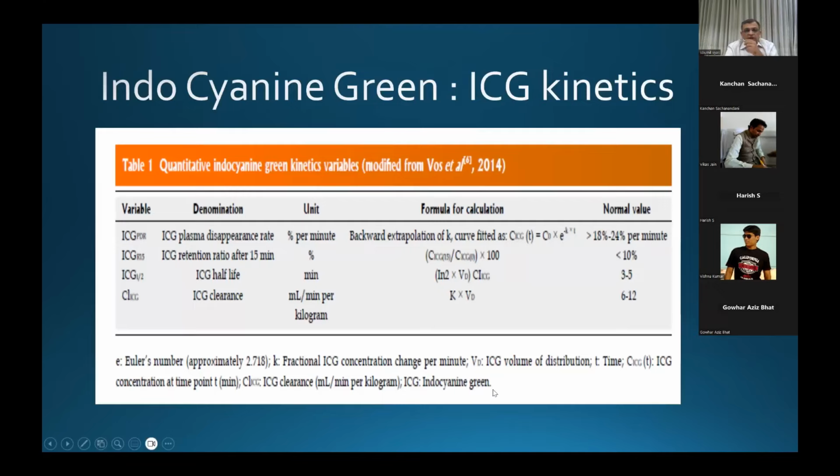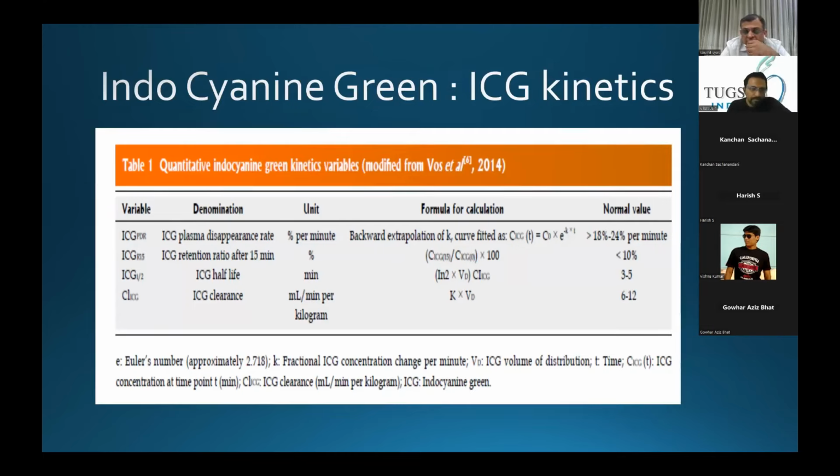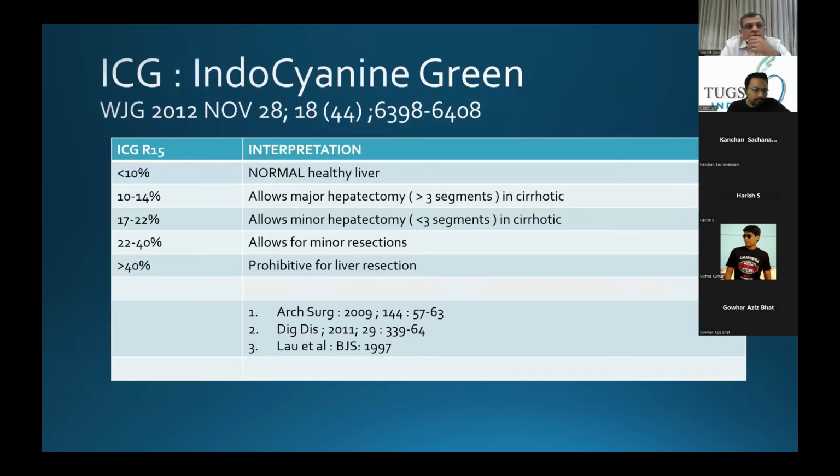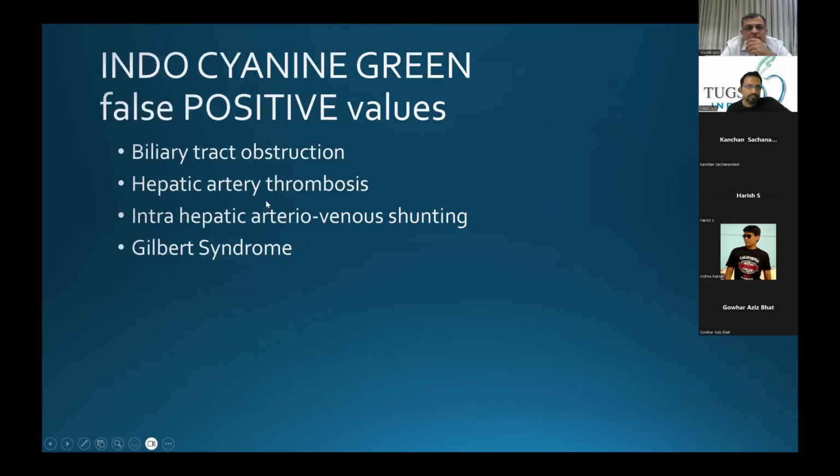You again have the kind of ICG kinetics here, but essentially what you're looking at is the ICG retention at the end of 15 minutes, which determines how safe it is to perform a hepatectomy. So here are some of the values: more than 40% is prohibitive for a liver resection. 22 to 40% will allow for minor resection, something like a small wedge resection. 17 to 22%, so up to 20%, would be less than 3 segments. And you should not have an R15 of more than 15% to allow for a major hepatectomy.